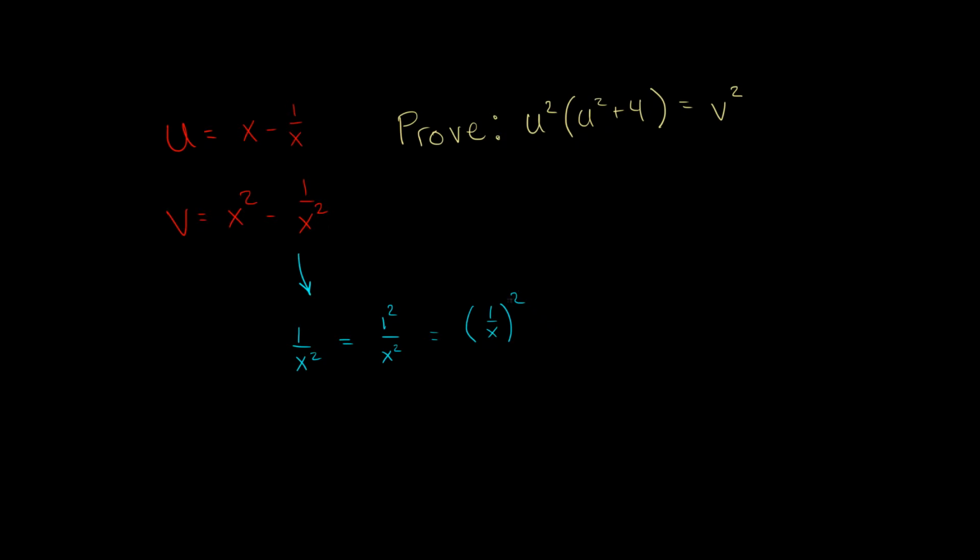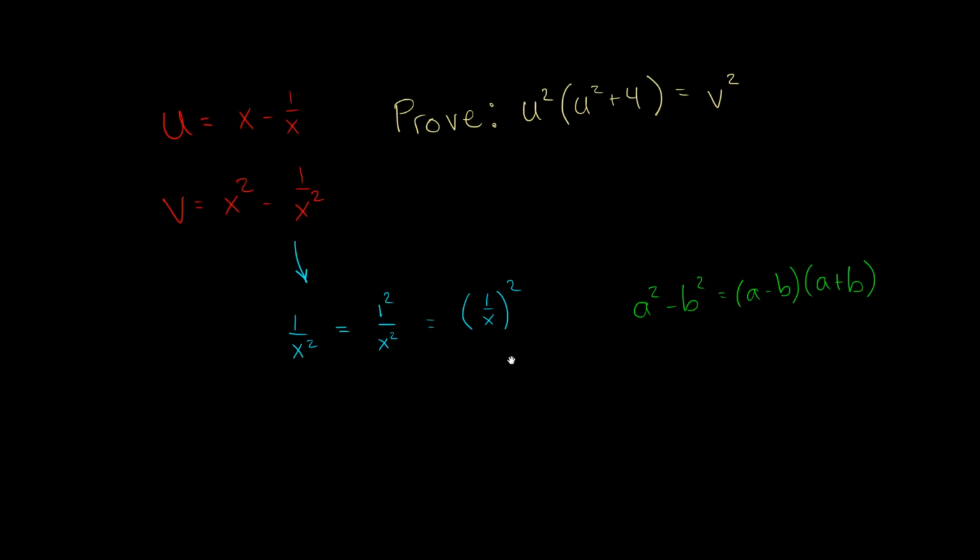So now that I know this, we have to think about another property of algebra, and that's one that says a squared minus b squared is equal to a minus b times a plus b. Sometimes you'll hear this referred to as the difference of two squares. So we're going to try to use this right now.